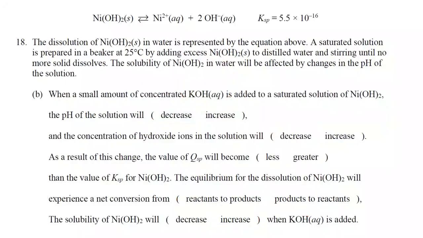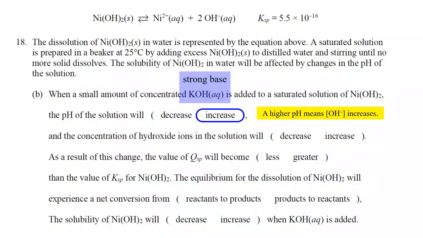When a small amount of concentrated potassium hydroxide, which is a strong base, is added to a saturated solution of nickel hydroxide, more base means higher pH. So the pH of the solution will increase. Higher pH means more hydroxide ions. The concentration of the hydroxide ions in the solution will increase. As a result of this change, QSP will become greater than the value of KSP for nickel hydroxide.